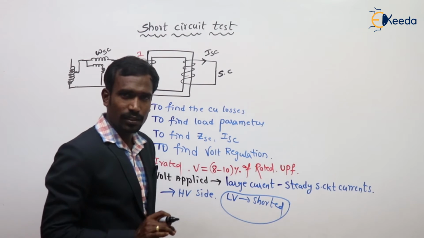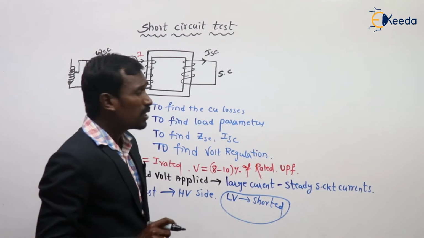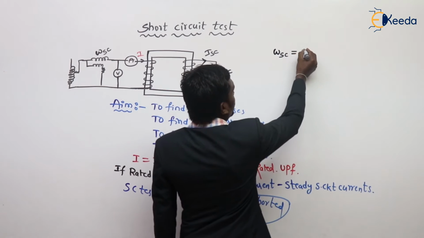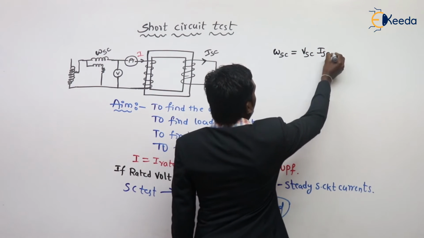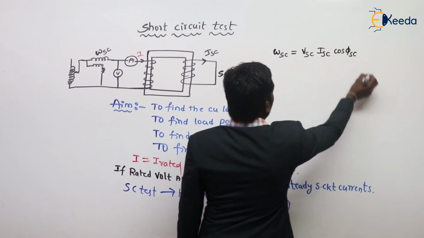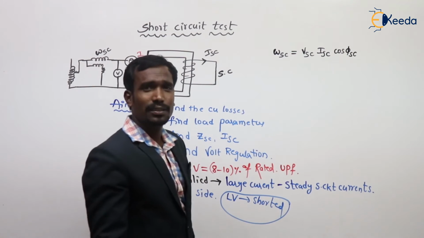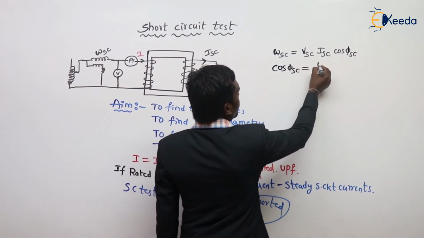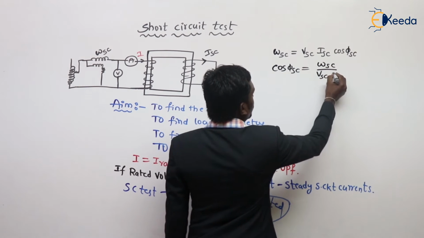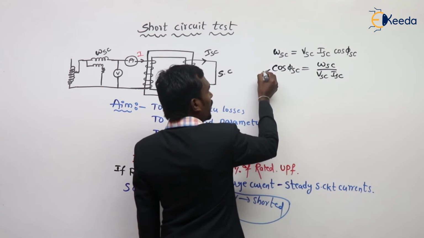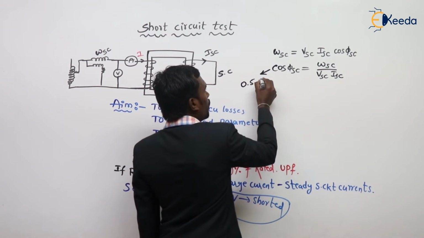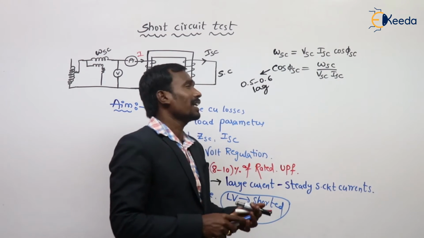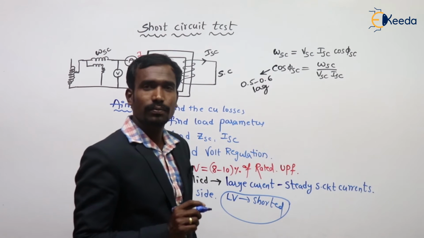Now we have to conduct the test. First, the wattmeter reading: WSC is equal to VSC ISC cos phi SC. From this we can calculate cos phi SC, which is equal to WSC by VSC ISC. Its value is around 0.5 to 0.6 lagging. This is the short circuit power factor.